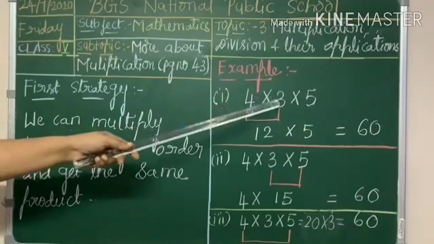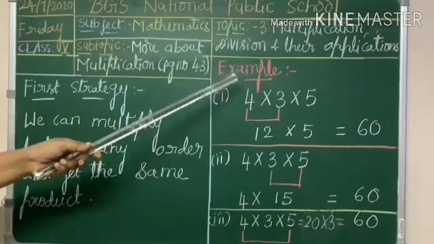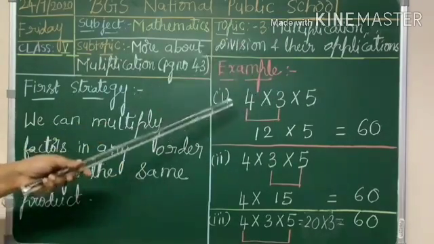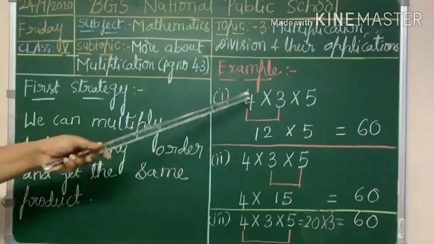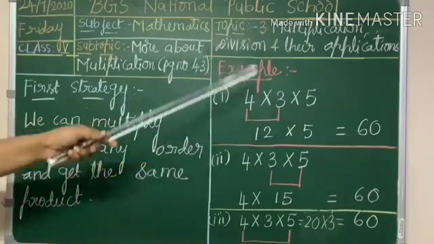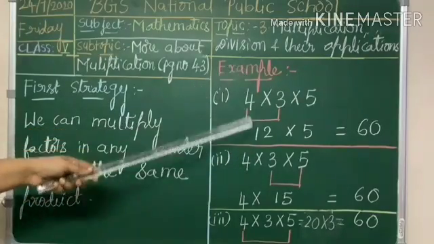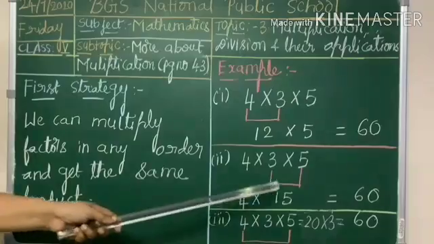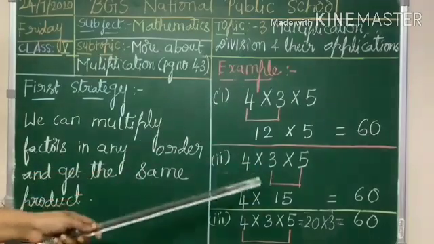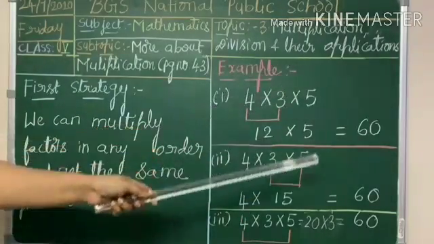If I had given 2 numbers, that is 4 into 3, you would have multiplied: 4 3s are 12, or 3 4s are 12. The product will be the same. But here they have given 3 numbers. Let us see how we can do this type of multiplication. Here, I have shown the same example differently. I have selected different numbers and shown you how to get the same product.